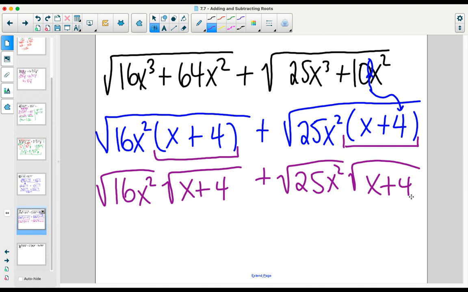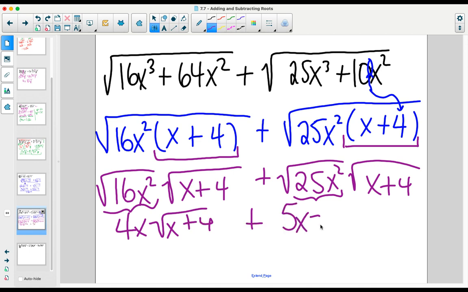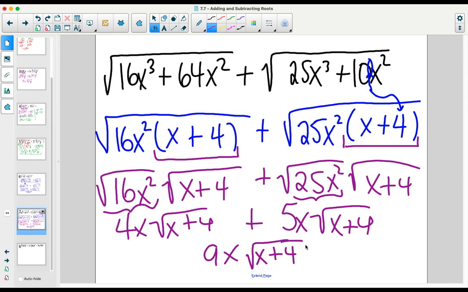Fortunately for us, both of these greatest common factors that popped out are perfect squares that we can take the square root of. This one's perfect square is 4x. This one's perfect square is 5x. And then combining them together, I've got 9x root x plus 4, which all stemmed out of our ability to recognize the greatest common factor in a binomial.